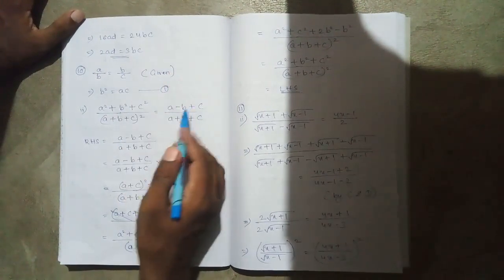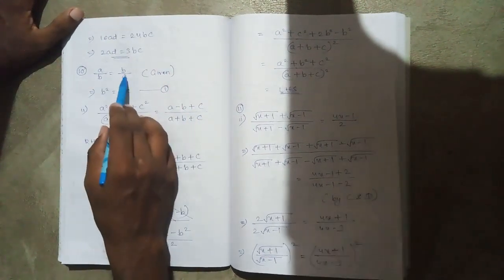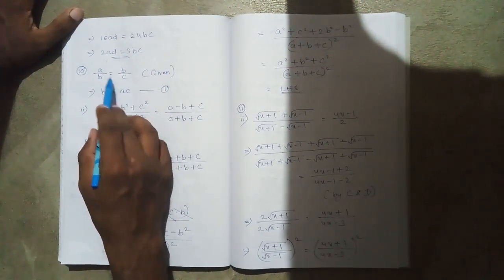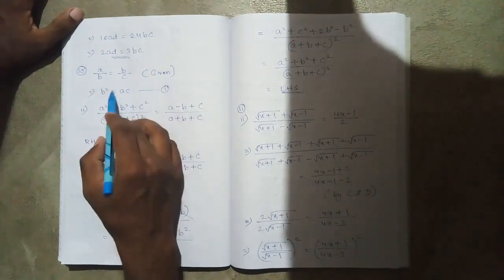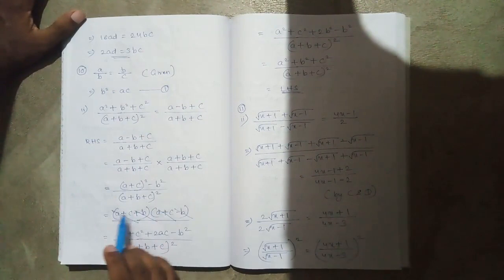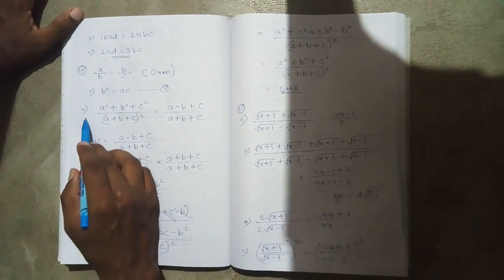Okay, look at number 10. It is given a by b is equal to b by c. Okay, that means b is the mean proportional between a and c. It is given, so obviously b square is equal to ac. Let it be equation 1. Let us prove the second bit.